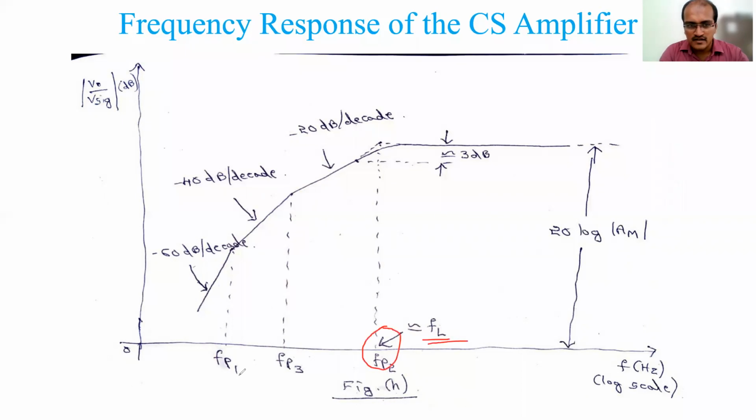FE1 has a frequency dependent factor due to the coupling capacitor CC1, and FE3 has the coupling capacitor CC2. Now we'll look at how we choose these capacitors in the design, and we will see problems on that.